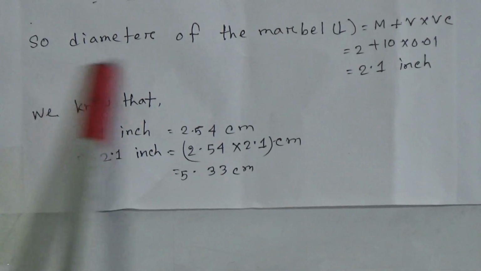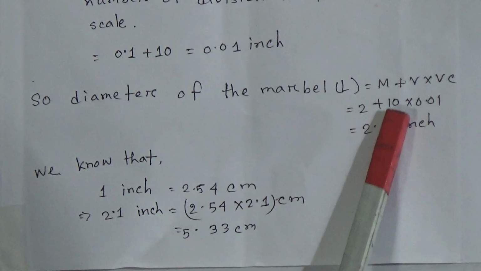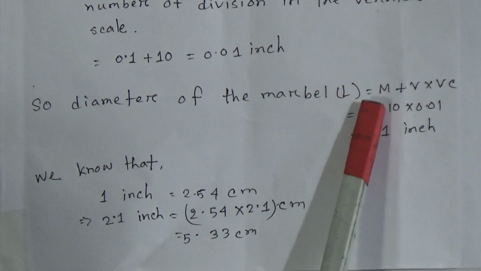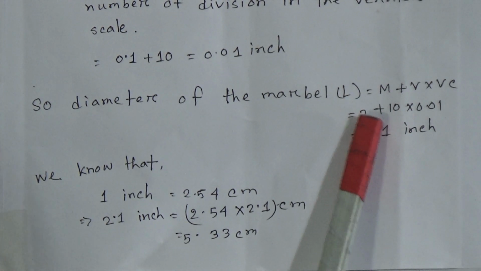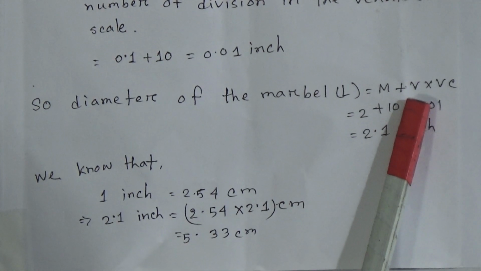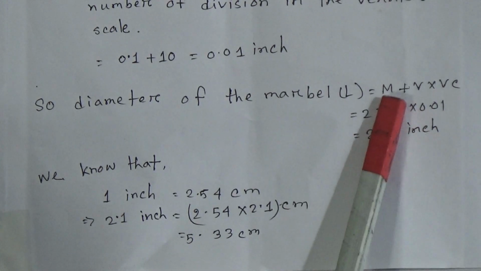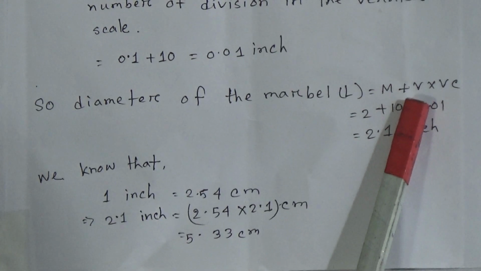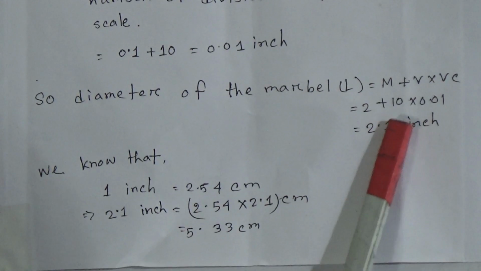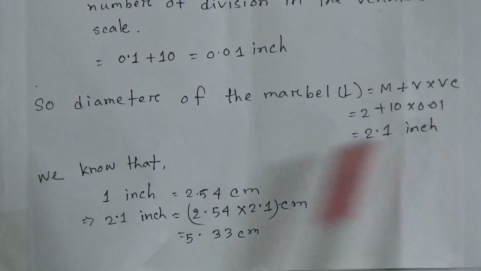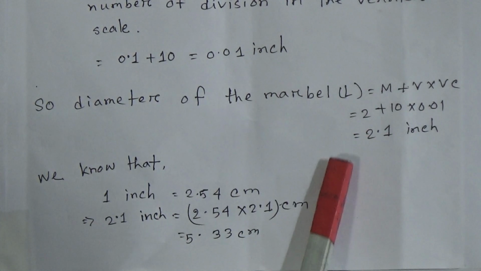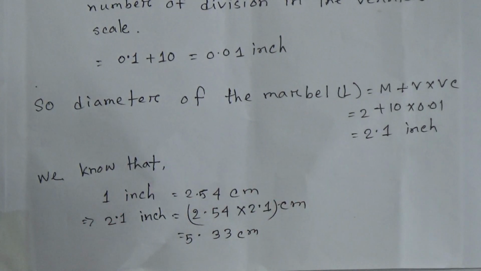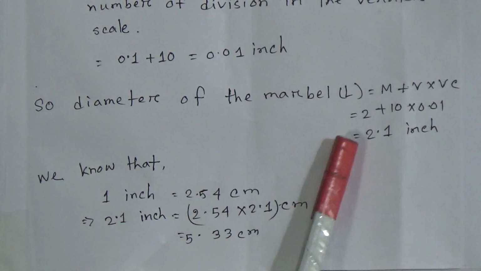Now the diameter of the marble L equals, this is the formula, M plus V into VC. M means the main scale reading, and V means the Vernier scale reading, into the Vernier constant. Here the main scale reading is 2 and the Vernier scale reading is 10 into 0.01, which is the Vernier constant. After doing this calculation, we get 2.1 inch. The diameter of the marble is 2.1 inch.